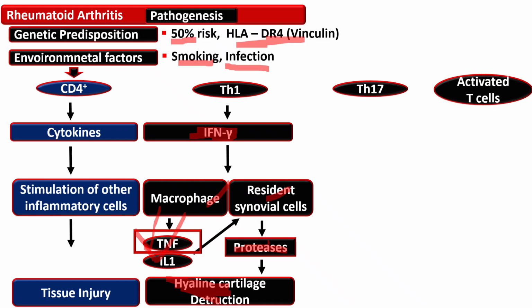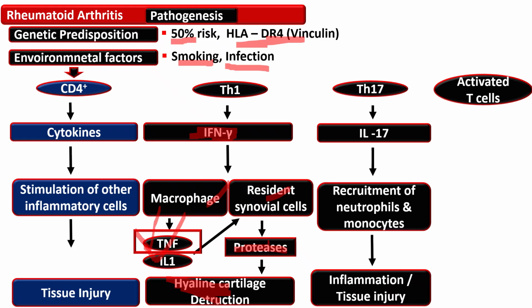TNF is an important target for the therapeutic or pharmacological effect. The T helper 17 cells assist B cells to make antibody, activate the macrophages, and recruit other immune cells to the inflamed area. This subset of CD4 helper cells, helper 17, secretes interleukin 17, which recruits more neutrophils and monocytes to the area of injury or inflammation.